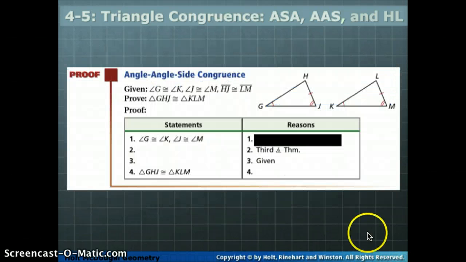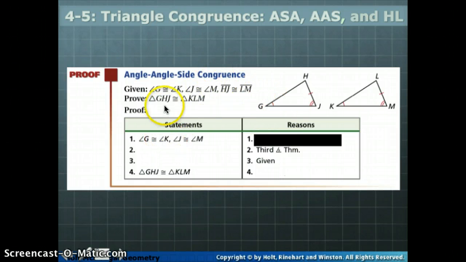This one says, given G is congruent to K, they show us in the picture J is congruent to M with the two dashes or two arches, and HJ is congruent to LM. Given that information, we would want to prove that the triangles are congruent. So remember, I've always told you to always start with the givens, and that's always our first step.